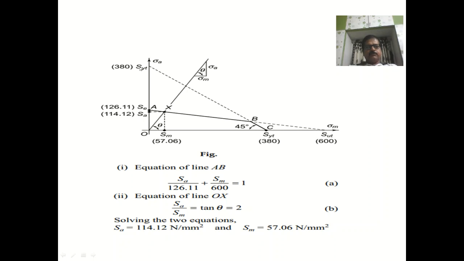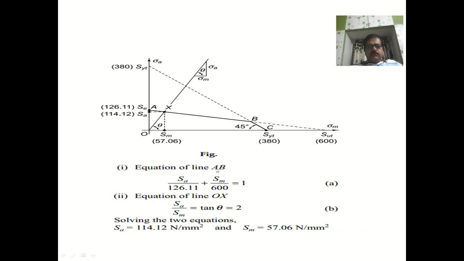Now you can see here the yield strength and ultimate strength marked on both the x and y axes and joined together. Another line connects the endurance limit of the material with all the factors, that is 126, to the ultimate strength point SUT. The intersection point is marked as B, and then from O we draw a line at an angle of 63 degrees, and this intersects the line AB at point X. So the coordinates of X are SM and SA. SM is 57.06, whereas SA is 114.12, and we get these from the solution of these two equations.